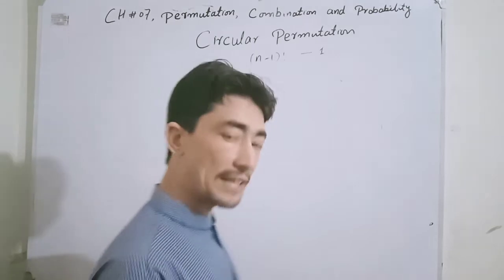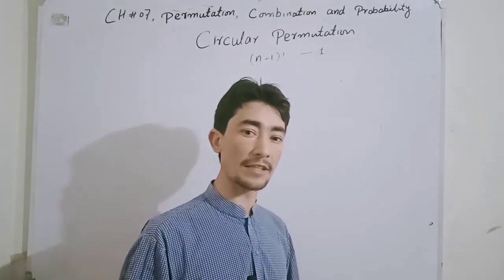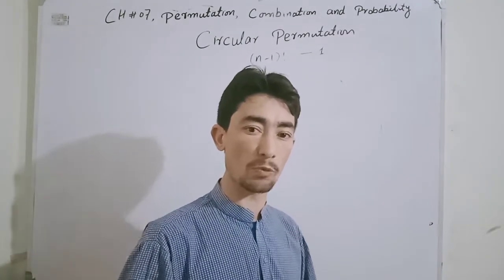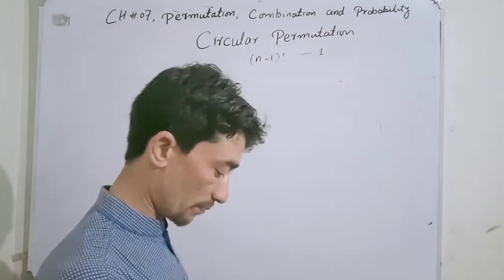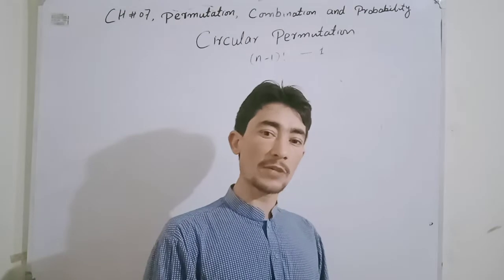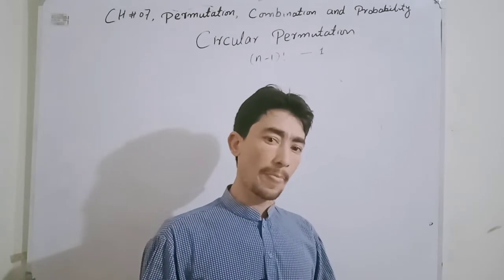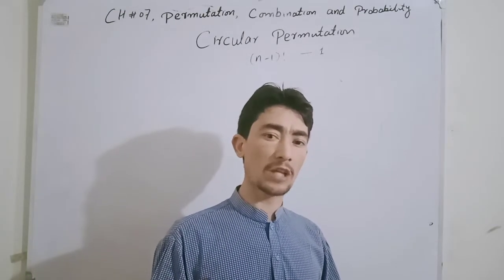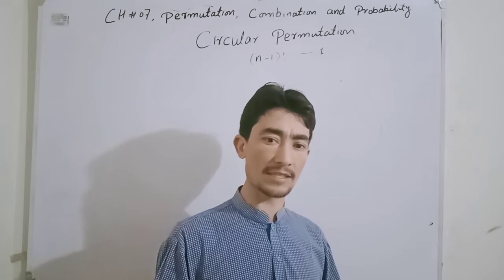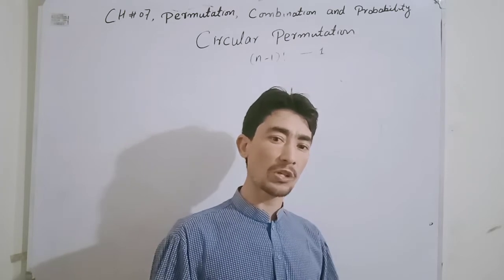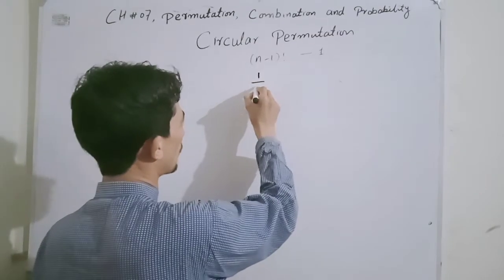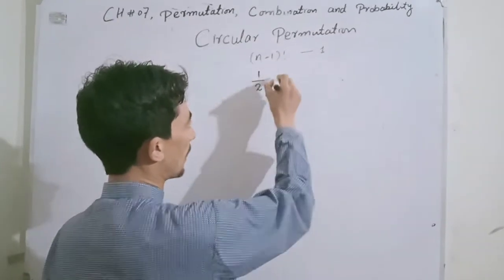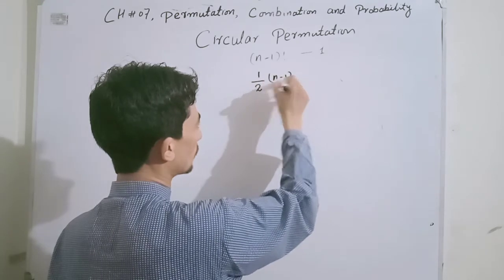And students, you know that there are different types of permutation. I think 3 types of permutation are there in your books. Circular permutation. So the second one is, students, if you want to permute the objects such like necklace, ring, loops, so at that time the formula will be 1/2 n minus 1 factorial.